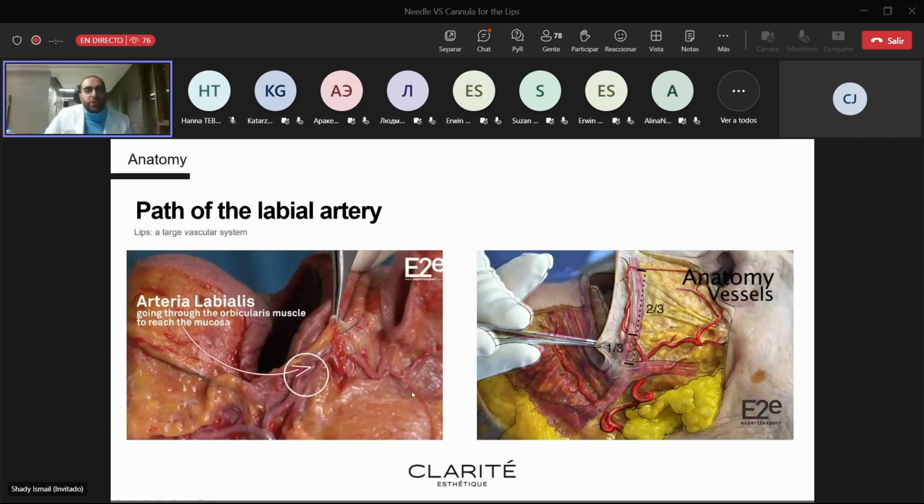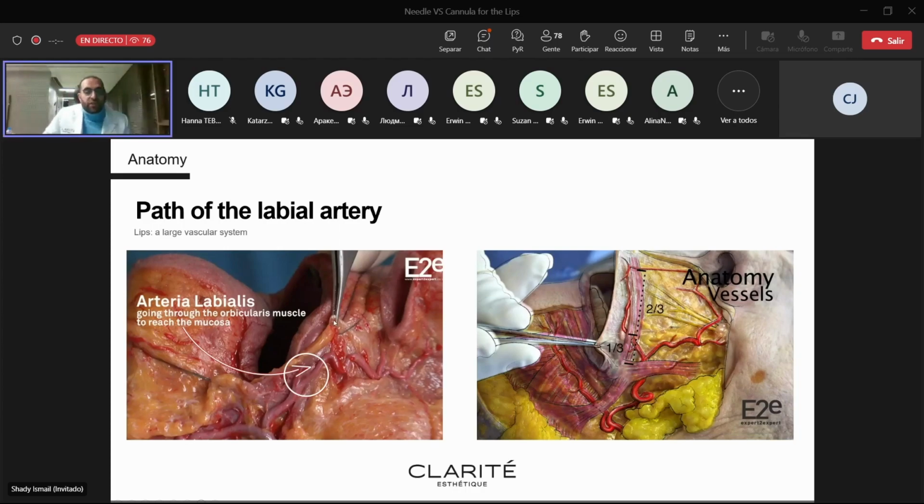If we see here the E to E, expert to expert, which is one of the largest platforms of anatomy in the world, we can see the real diameter of the arteria labialis and how it's behind the zygomaticus major muscle, and here behind the DAO. And then it enters the lip from the lateral third, and this is the real diameter in the cadaver, and we can see it dive deep till it reaches the mucosa.